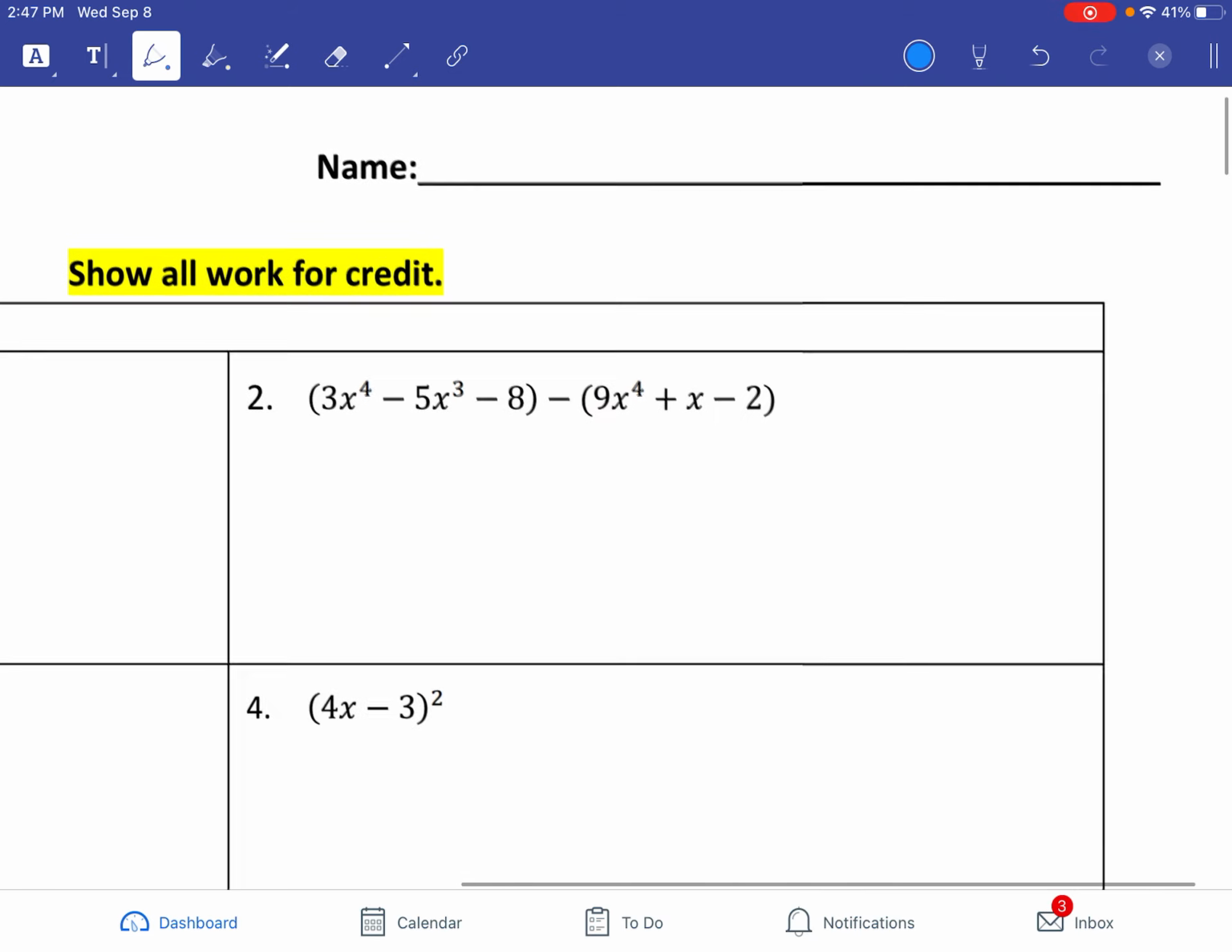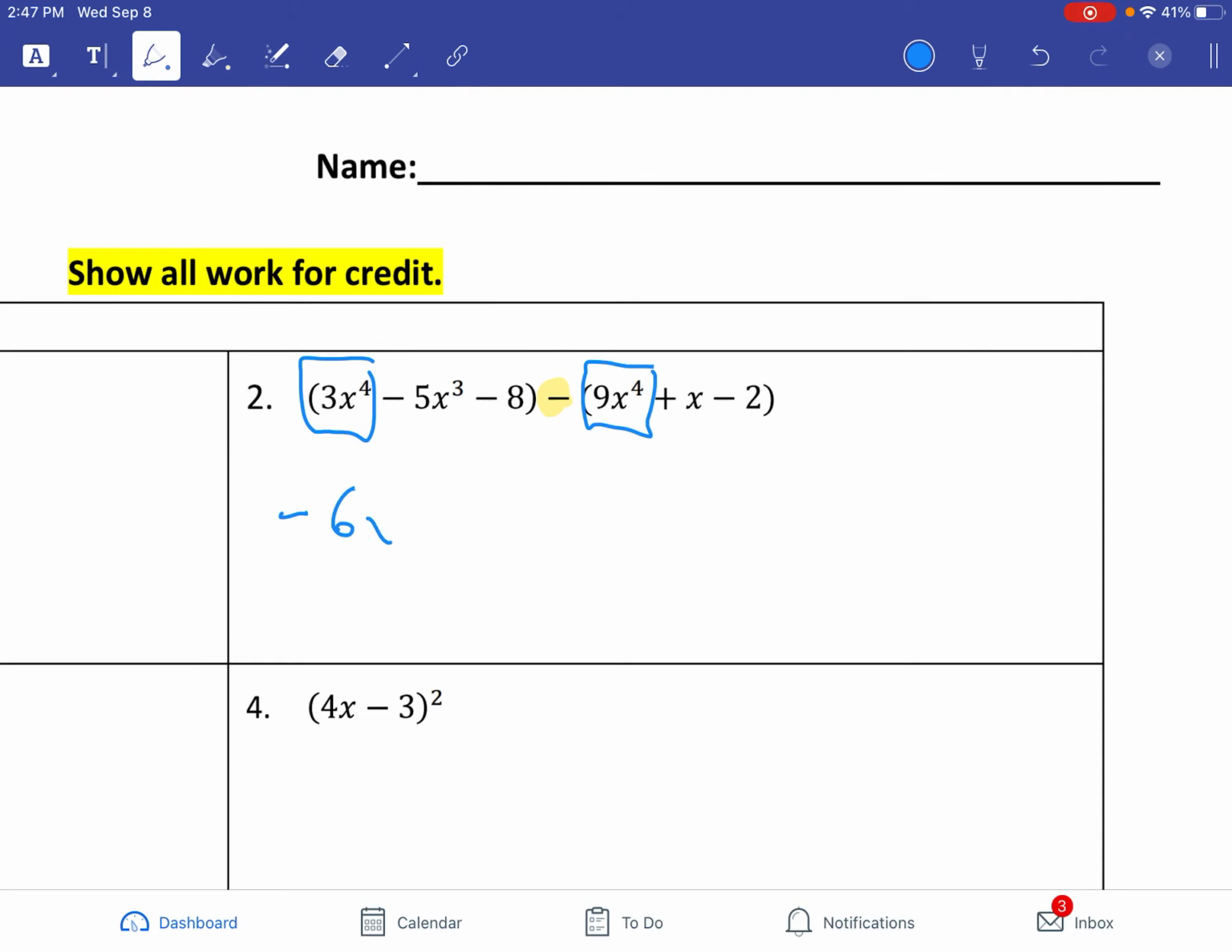Number 2. Now we have a minus sign between the two parentheses. So again, we are combining like terms, but this time we're subtracting. We have 3x to the fourth and minus 9x to the fourth, which gives us negative 6x to the fourth. Negative 5x to the third. Well, there's no other x to the third in this problem, so that's going to just stay the way it is, minus 5x to the third.